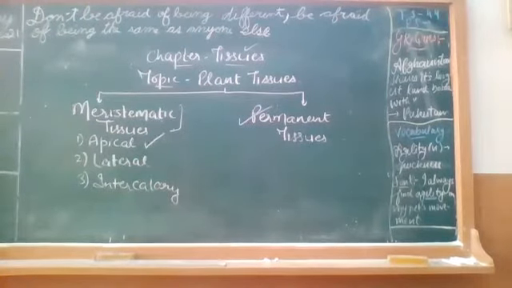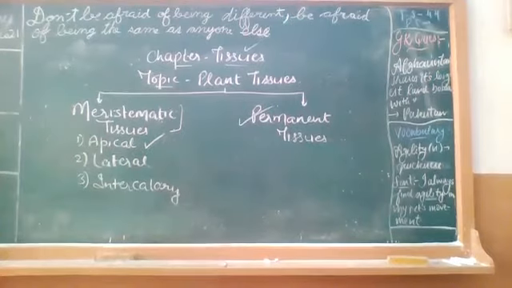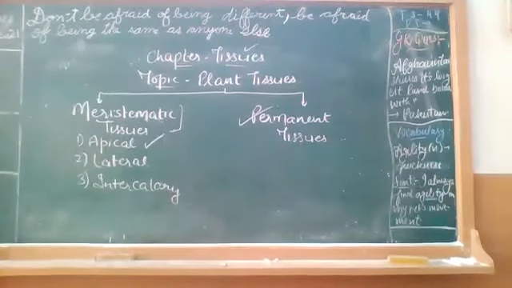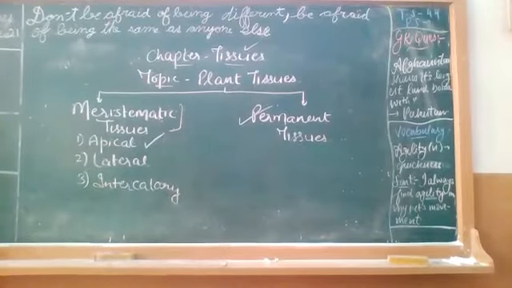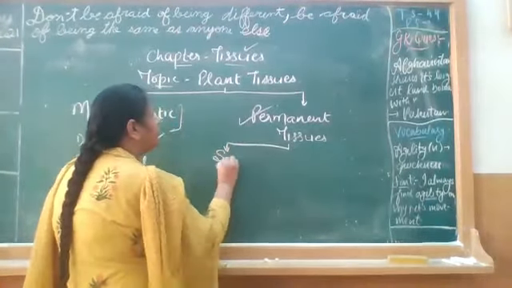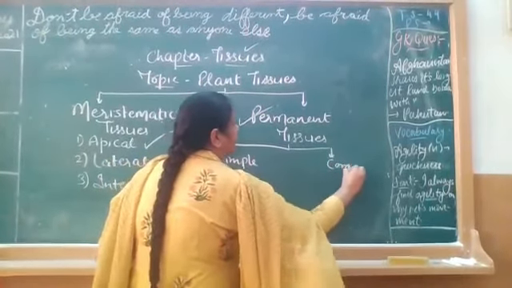The process of taking up a permanent shape, size, and a function is known as differentiation. And differentiation leads to the various types of permanent tissue. अब meristematic tissue किसमें कन्वर्ट हो जाते हैं? Permanent tissue. किसमें? Permanent. And permanent tissues are of two types. First is simple permanent tissue and complex permanent tissue.